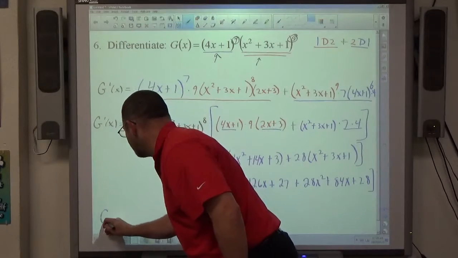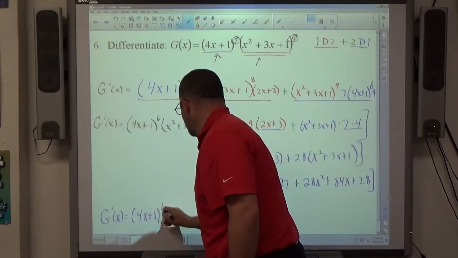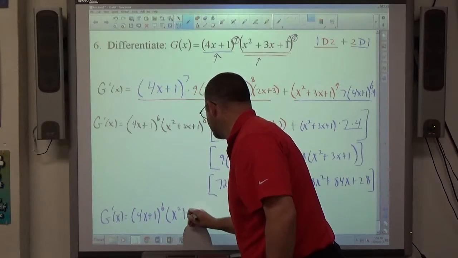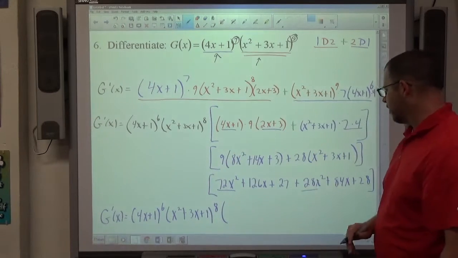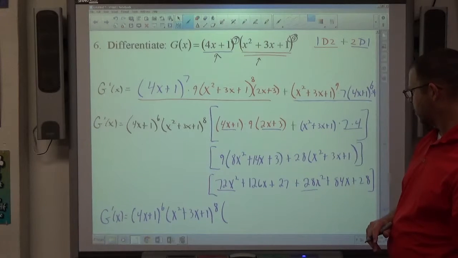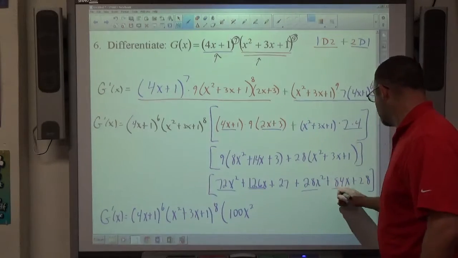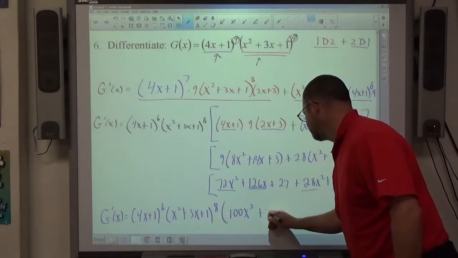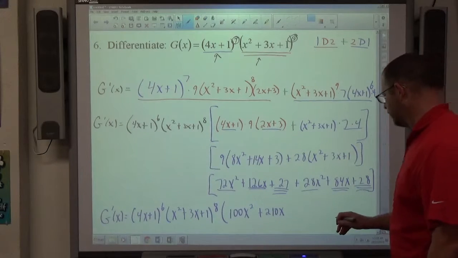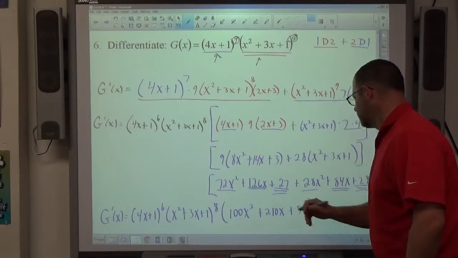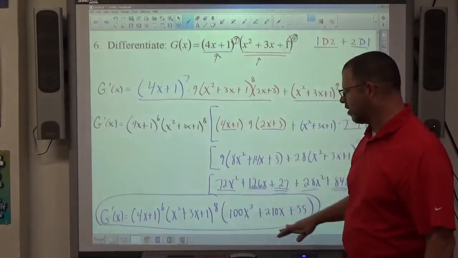So I'm going to come back over here, g'(x) equals, I'm going to bring all this stuff down, (4x + 1)^6 times (x² + 3x + 1)^8 times 72x² plus 28x² makes 100x². 126x and 84x makes 210x. And 27 plus 28 makes 55. And that would be the answer I'd expect to see on your paper for a problem of that variety. Simplified down as much as possible.